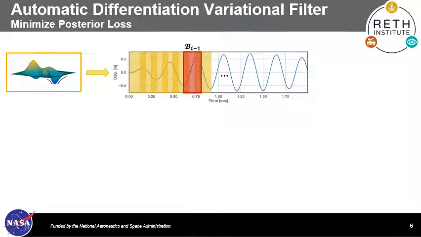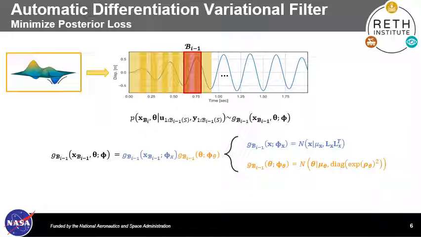Let's start with the corrector step on batch B sub i minus 1. Here our goal is to bring our initial guess about the posterior distribution as close as we can to the true posterior. We do this by approximating the true posterior with a variational family, denoted by G. Our choice of variational family directly impacts the speed and accuracy of our inference. To balance these outcomes for relatively simple dynamical systems, we assume a variational family that expresses independence between the states and the parameters, and models each as Gaussian.